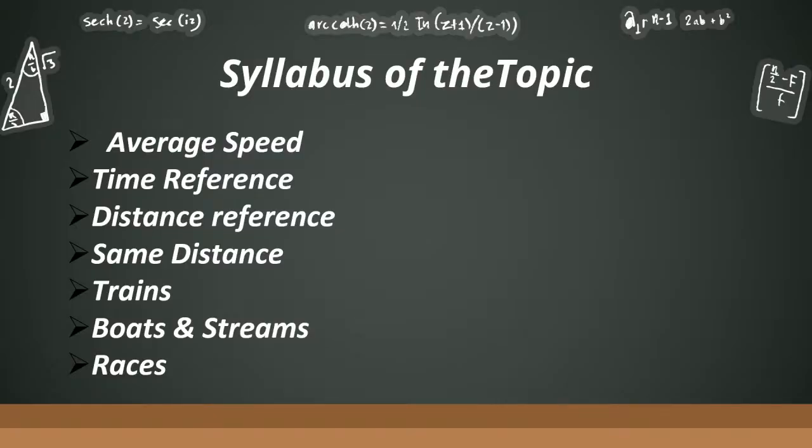Average speed and different other terminologies come under lesson 1. Time reference and distance reference come under lesson 2. Same distance is lesson 3. Problems on trains is lesson 4. Boats and streams is lesson 5, and races will be lesson 6.